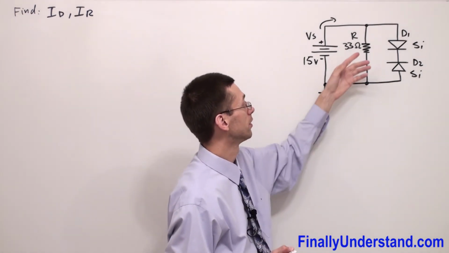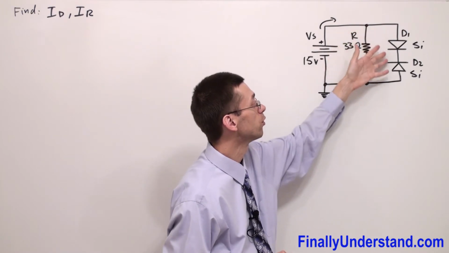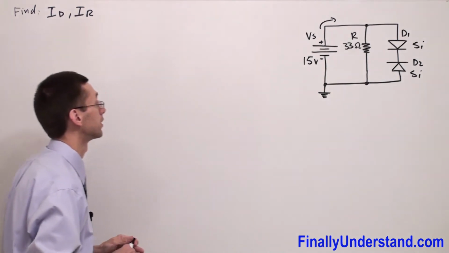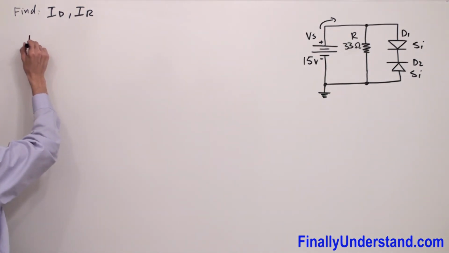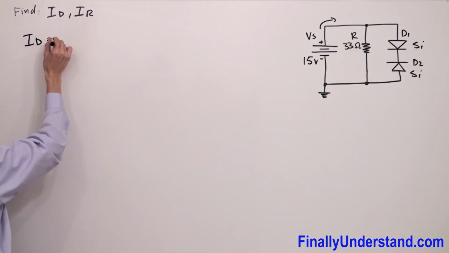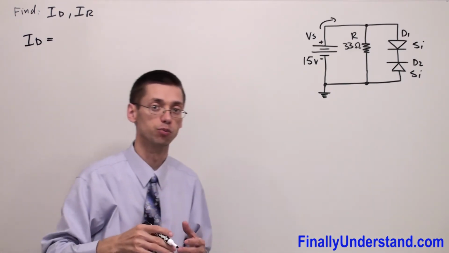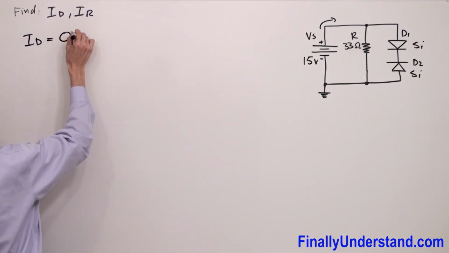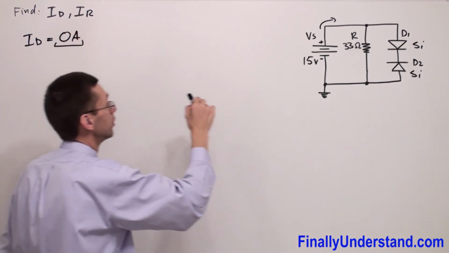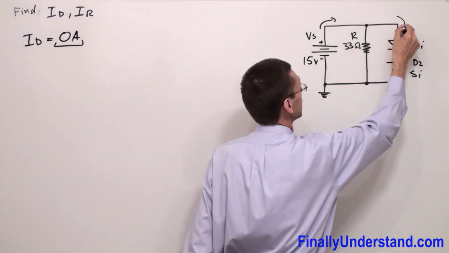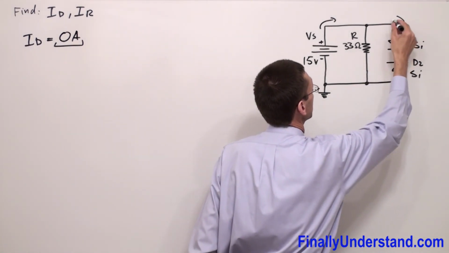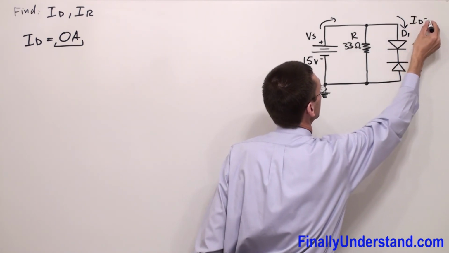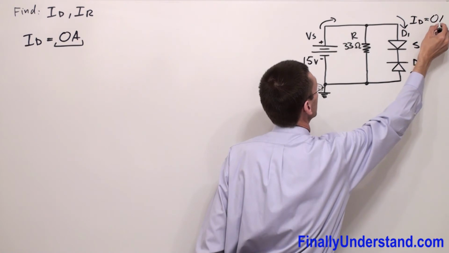So basically we have no current flowing in this branch. So it means that my ID, the current which goes through the diode branch, okay, is equal 0 amps. Okay, so the current, which I'm going to say is called ID, in this branch is equal 0 amps.